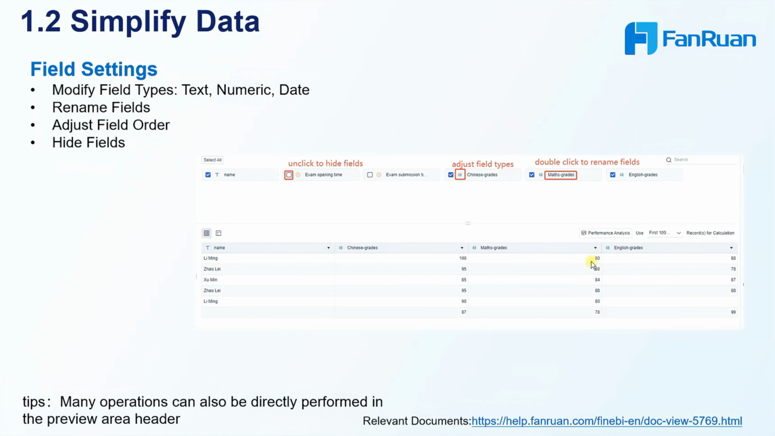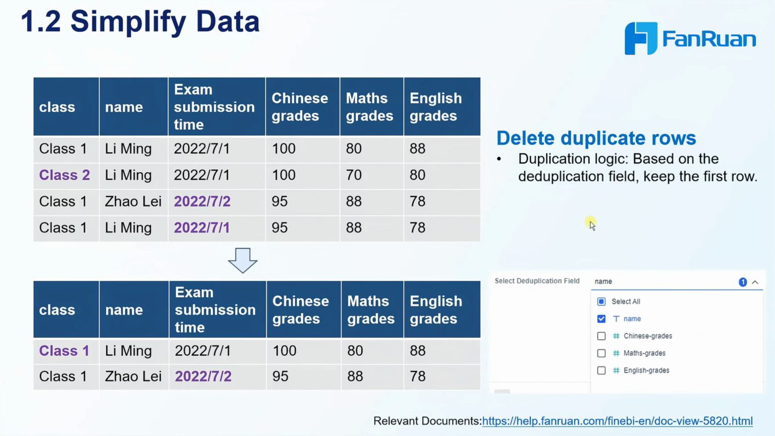The second function is removing duplicate rows, which is a common issue in business. Let me explain the deduplication logic in FindBI. Once you grasp the logic, you can flexibly decide how to set it based on your business scenario. In a nutshell, the logic is to retain the first row based on the deduplication field.